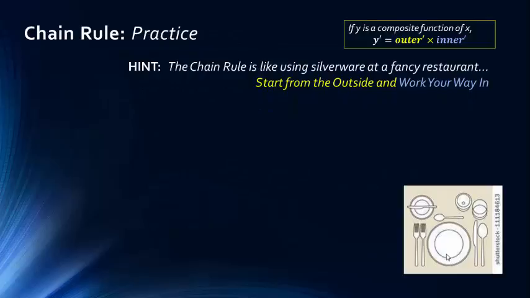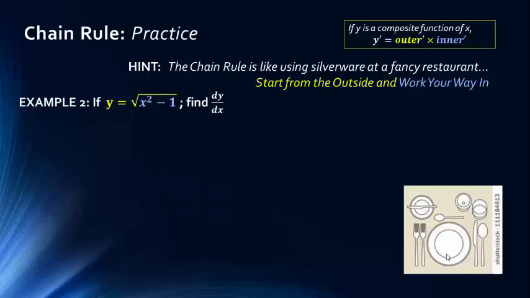Before we do that, I want to give you a simple analogy. I don't know if you've ever eaten at a really fancy restaurant, and there's tons of silverware, and you don't know which fork and which spoon to use. But a general rule I've always heard is that you start from the outside and work your way in. That's the chain rule. So think of the chain rule as eating at a fancy restaurant. Start at the outside and work your way in. Okay, so you don't have to go through all those substitutions again.